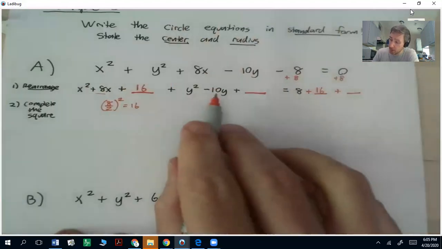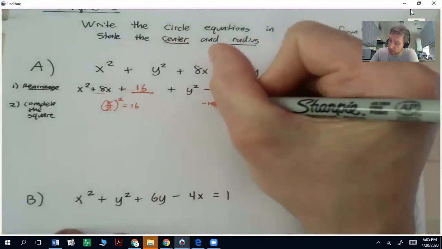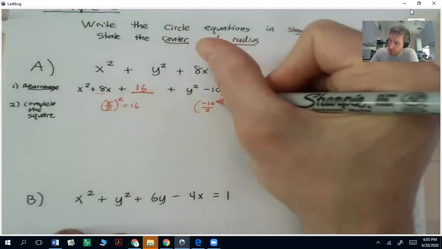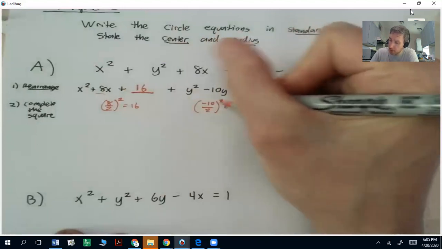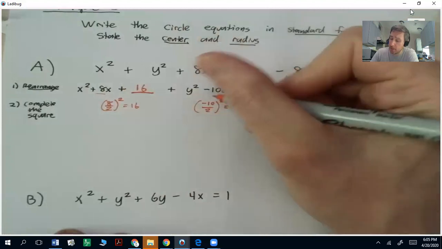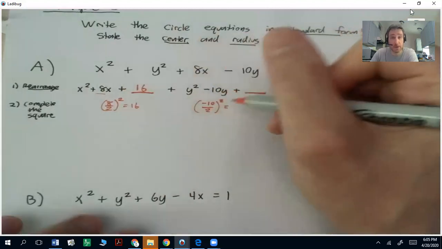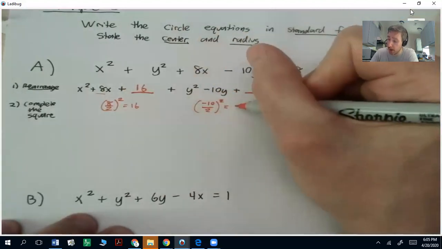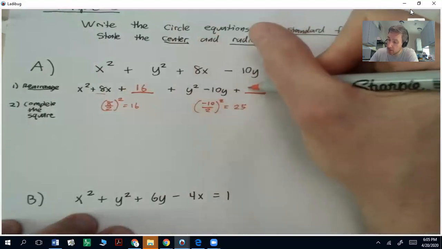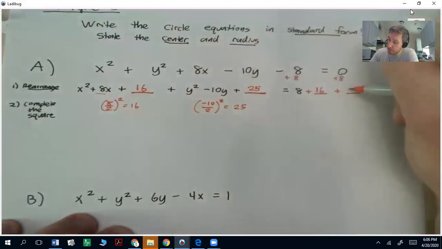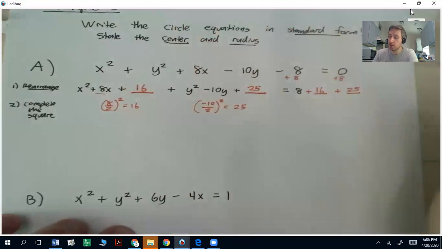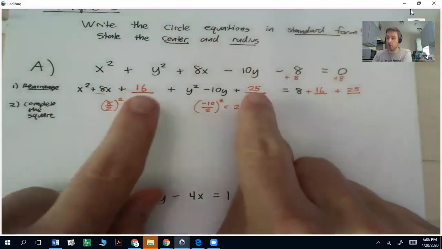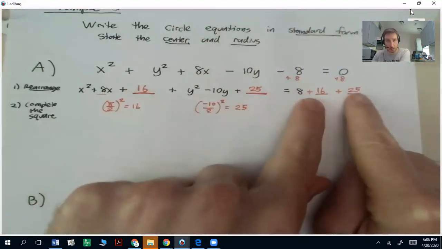We do the same thing with the minus 10. Remember to wrap that guy in parentheses. So negative 10 divided by 2 is negative 5. 5 squared is 25. Negative 5 squared is also positive 25. Always positive. Put it over there on the right side too. Now you've balanced your equation out. So what you've added here gets added here.